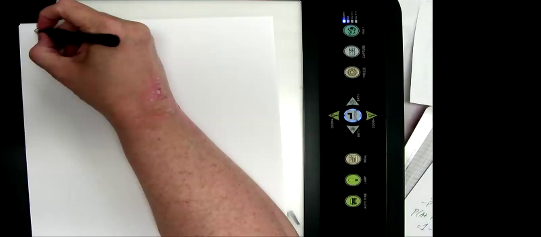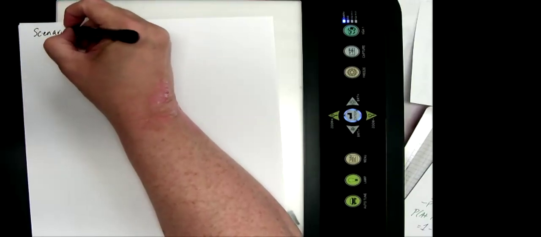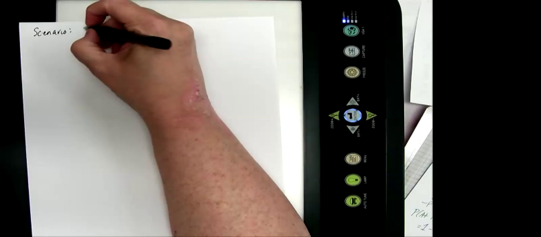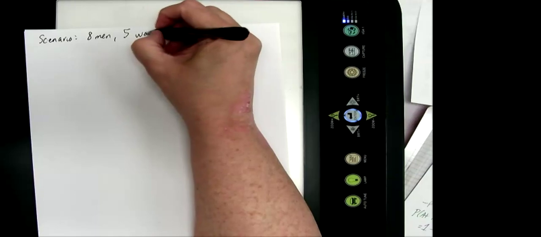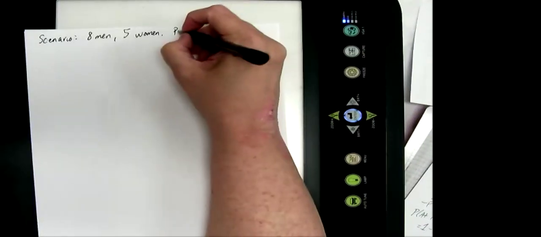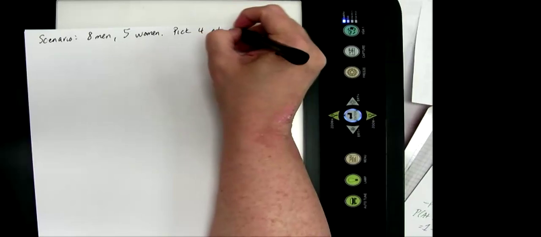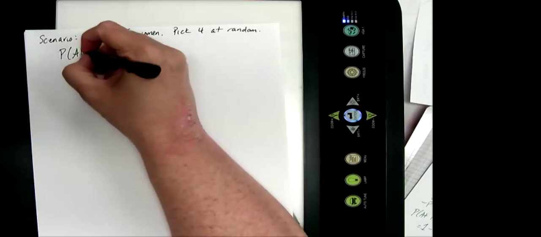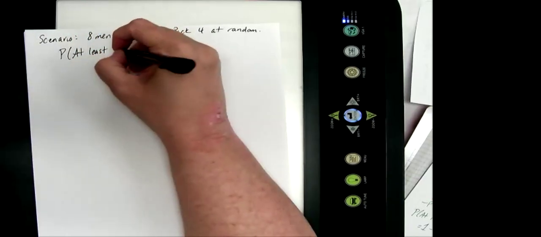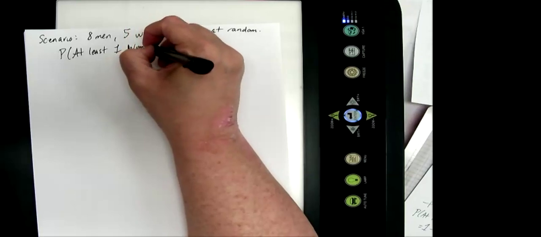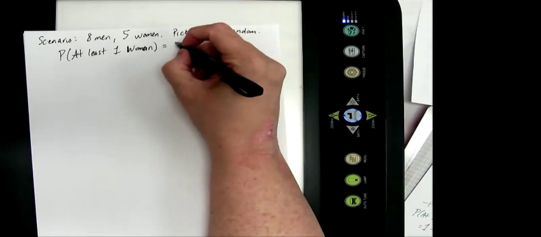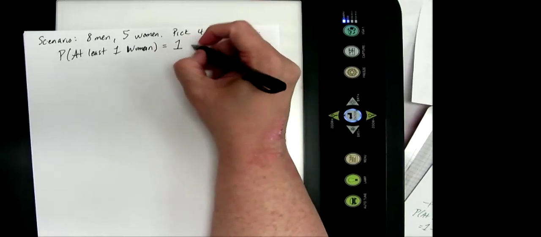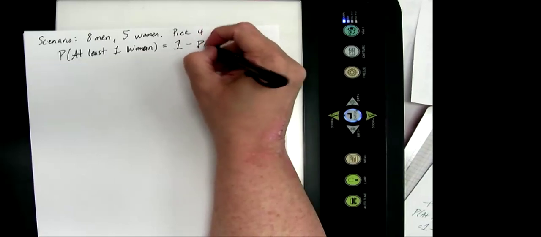So back to the scenario we had: 8 men, 5 women, and we picked 4 at random. We were looking for the probability that at least one was a woman. And we looked at the complement approach, which is much better: 1 minus the probability that they were all men.